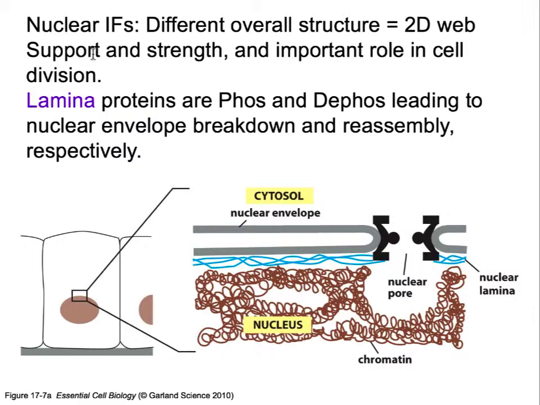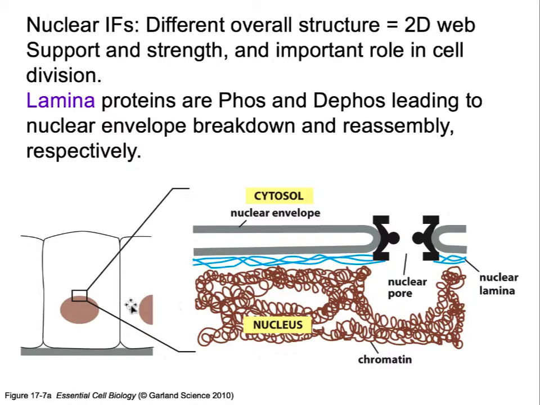There, they give support, the shape to the nucleus, and they strengthen the nucleus against forces that may want to pull the nucleus apart. And they have an important role in cell division, once and if the cell decides to divide. The lamin proteins are phosphorylated and dephosphorylated during cell division, leading to nuclear envelope breakdown and reassembly, respectively.